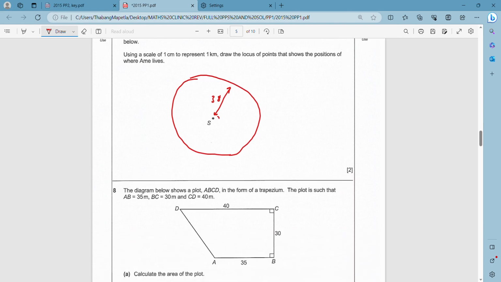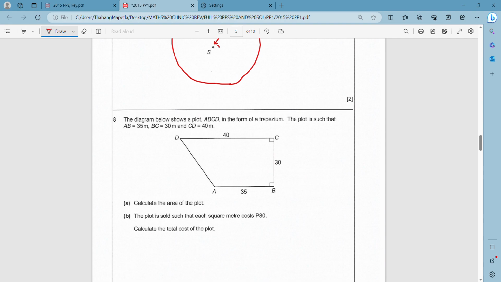So moving on to the next question, it says that the diagram below shows a plot A, B, C, D in the form of a trapezium. The plot is such that AB is 35 meters and BC is 30 meters. AB, this one, is 35, and then BC is 30. BC is 30 and CD is 40. CD from here to there is 40. And then it says calculate the area of the plot.